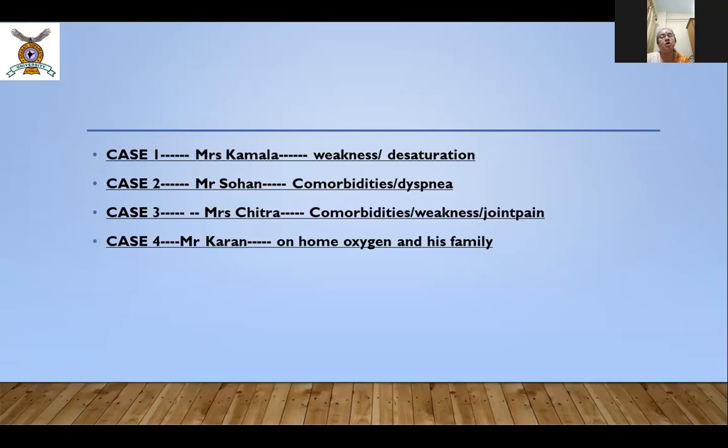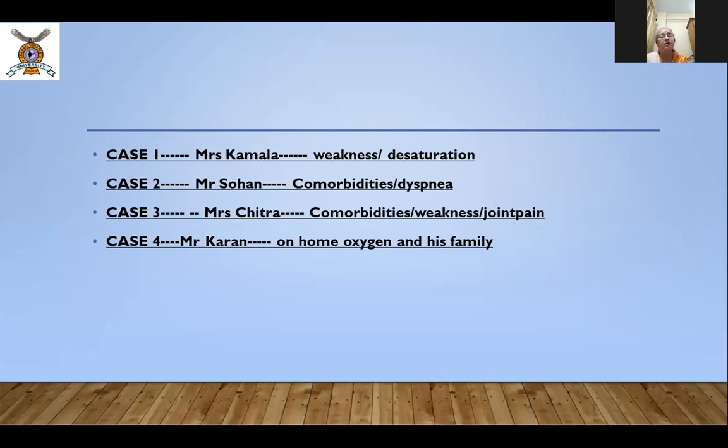So as far as Kamla was concerned, definitely, she had oxygen support and her HRCT score was very high. Regarding complaints post-COVID, she was complaining of weakness and mild desaturation. At rest, her O2 saturation was around 95, 96. And after doing some work, she used to say the saturation was around 92.